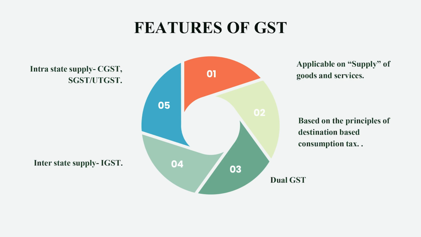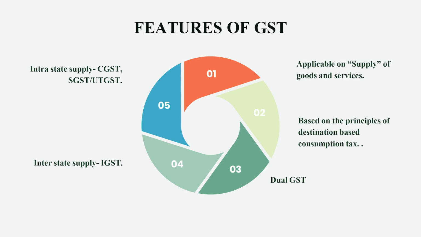The second feature is that GST is based on the principle of a destination based consumption tax. Earlier, it was an origin based consumption tax. Excise duty was levied on the manufacturing of goods, so it was an origin based tax. For example, if you were producing something in Karnataka, you had to pay the tax to the Karnataka government. But under GST, it was replaced by a destination based consumption tax.